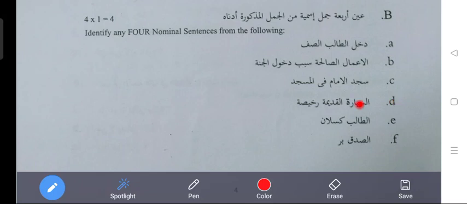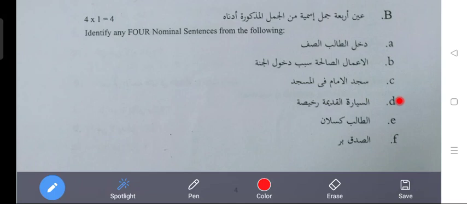Section D question, as-sayyaratu al-qadimatu rakhisatun. The old car is cheap. The old car is not expensive. पुरानी गाड़ी, पुरानी कार सस्ती है. यहाँ is this a nominal sentence? Yes. Why? Because it carries alif lam in the beginning, and alif lam is the sign of a nominal sentence.